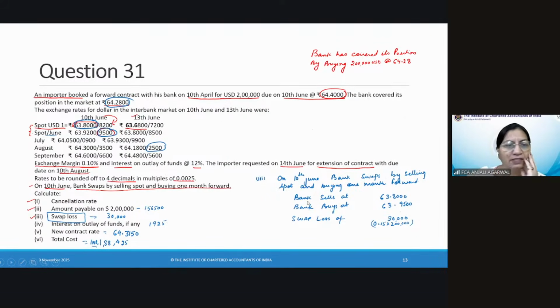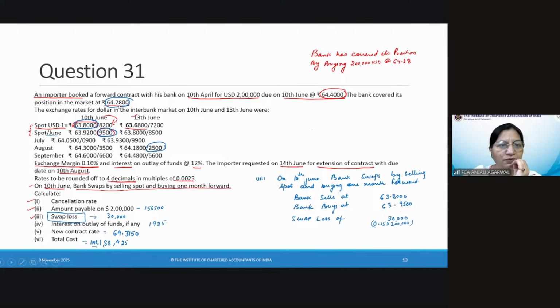Let's quickly discuss it again, let's have a recap of this question. There is an importer who has booked a forward contract with the bank on 10th April for 200,000 USD, and the rate quoted to him is 64.40. That means the bank will sell $200,000 to the importer at 64.40, which the bank has already covered itself and bought at 64.28. Now what happens on 10th June, the importer does not turn up.